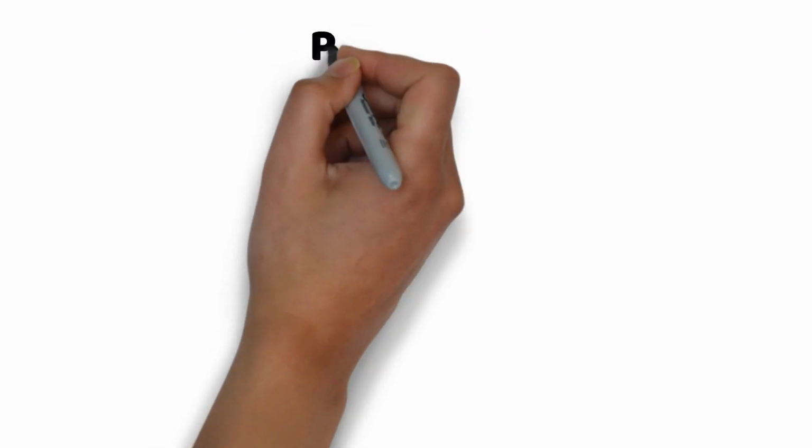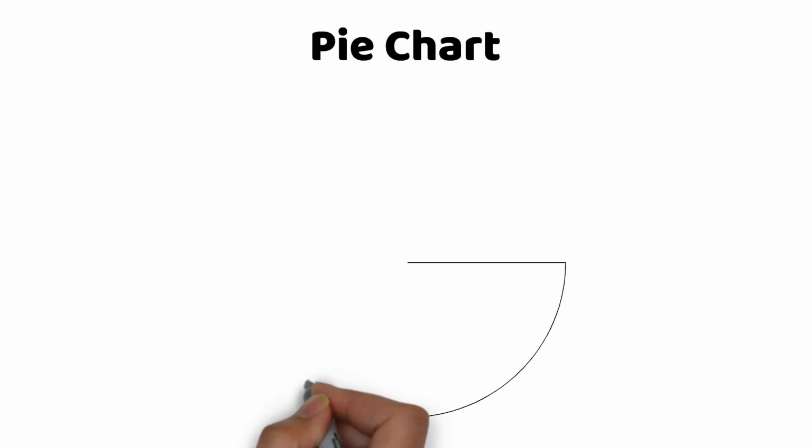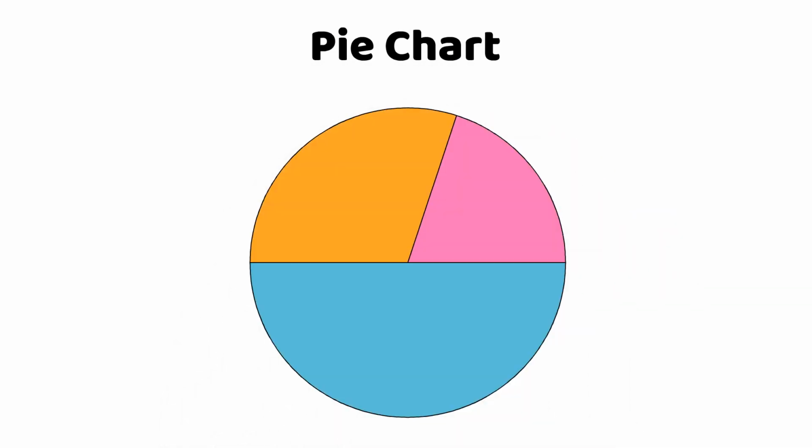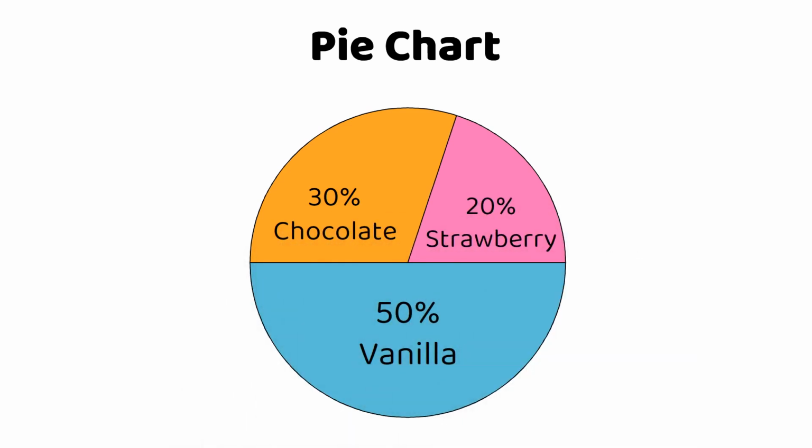Pie and Pareto. A pie chart is a circular chart divided into segments, each representing a particular category. The size of each segment is proportional to the frequency of the category, perfect for showing parts of a whole. For example, in a survey about favorite ice cream flavors, 50% like vanilla, 30% chocolate, and 20% strawberry. A pie chart would visually segment these preferences.